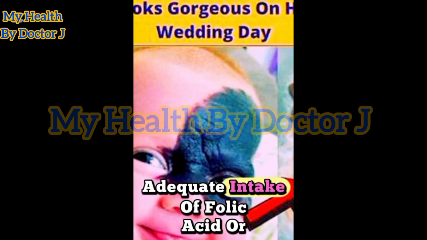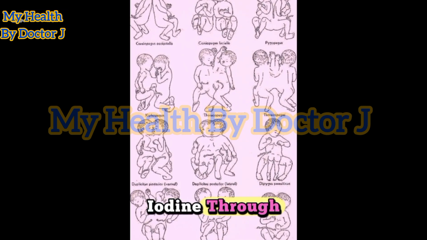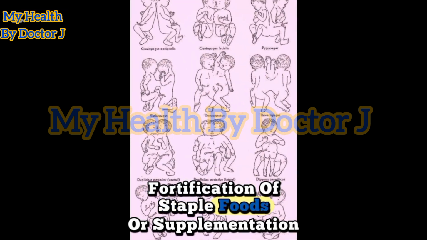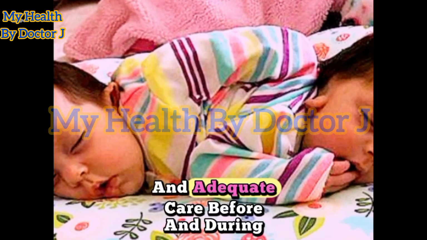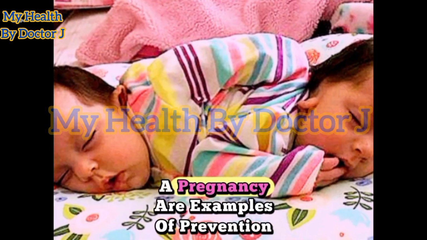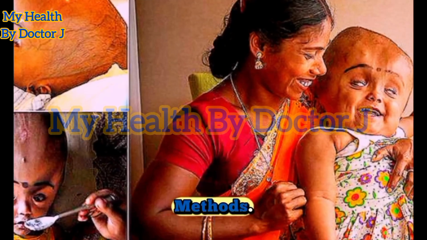Vaccination, adequate intake of folic acid or iodine through fortification of staple foods or supplementation, and adequate care before and during a pregnancy are examples of prevention methods.